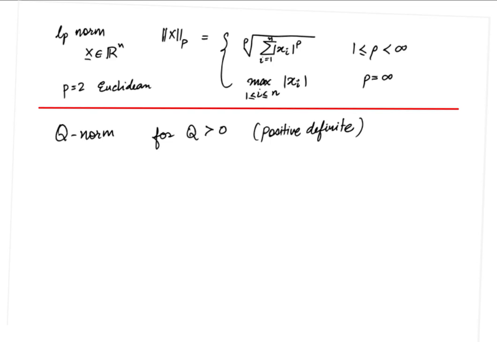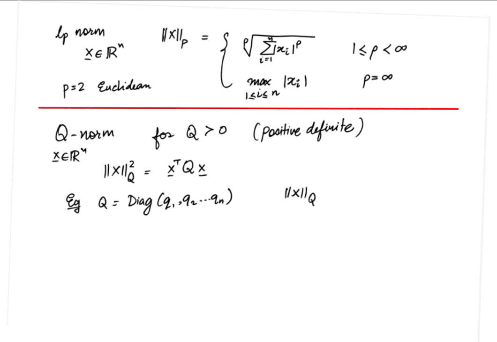The Q norm for a positive definite matrix Q is defined as the square root of x transpose Qx. Recall from the properties of the positive definite matrices that the quantity x transpose Qx is always positive unless x is 0 and actually satisfies all the properties of the norm. As an example, suppose that Q is a diagonal matrix with entries Q1, Q2 till Qn, all positive. In that case, Q norm is given by square root of sum over i of Qi xi squared.